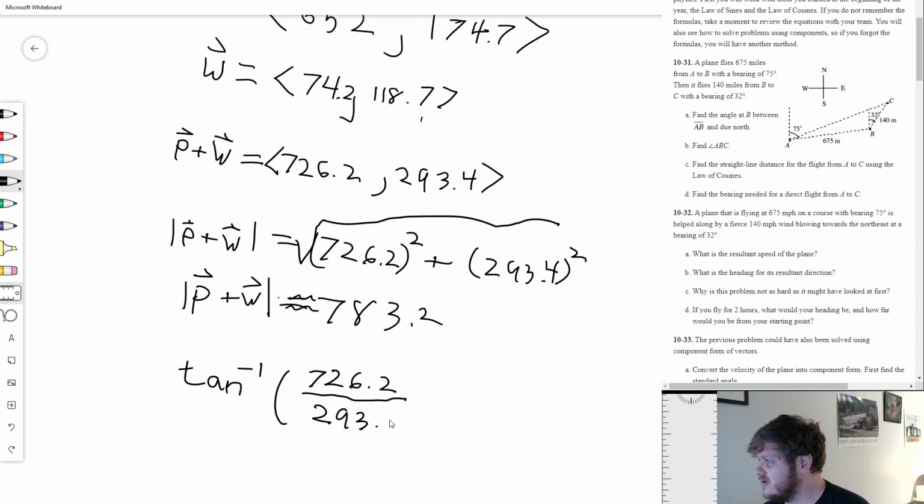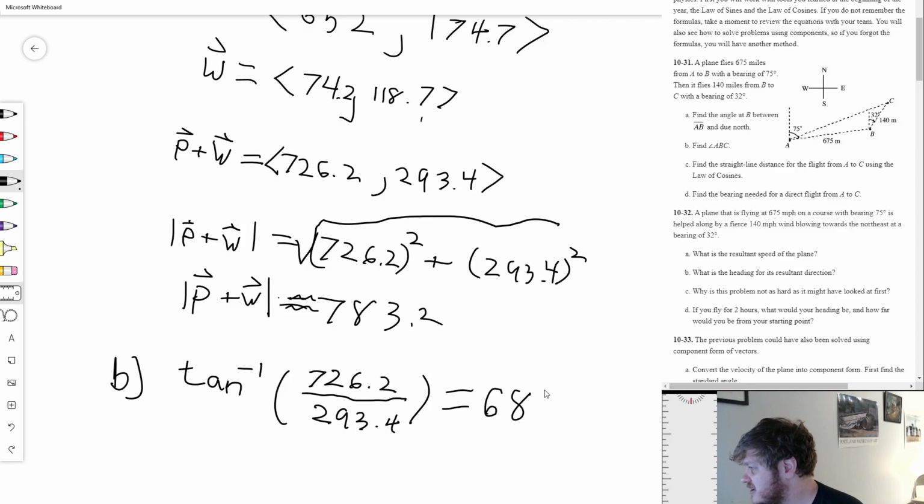And so over 293.4, we plug that into our handy dandy calculator. This is B. And we do that, and we get, let me just plug it in real quick, tan inverse of 726.2 divided by 293.4. And we get about 68 degrees. Bam.